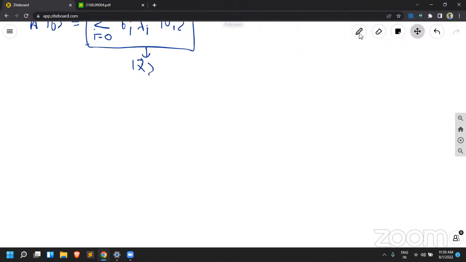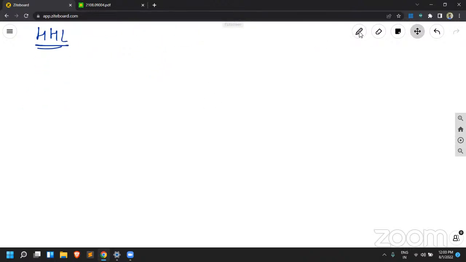Now, going to the HHL algorithm, this was some basics that we need to know. Going to the HHL algorithm, let me draw the circuit for the algorithm, which will allow us to know the steps that are involved in the algorithm. So first thing we need is one ancilla qubit.